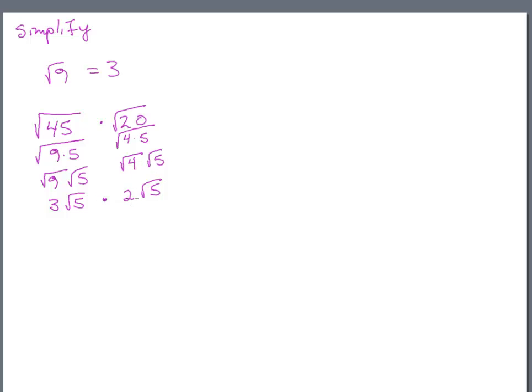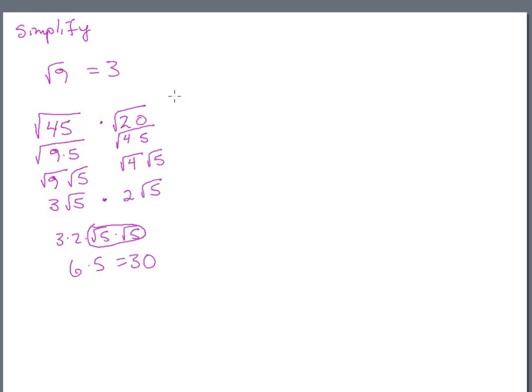Now when we times these, this becomes 3 times 2 times the square root of 5 times the square root of 5. That is 6. Now the square root of 5 times the square root of 5 turns out to be really nice. In slow motion, it's the square root of 5 times 5, which is 25. Square root of 25 is 5. Or you can see, what is the square root of 5? It's the number that when you times it by itself, you get 5. So that's how this simplification will help us.